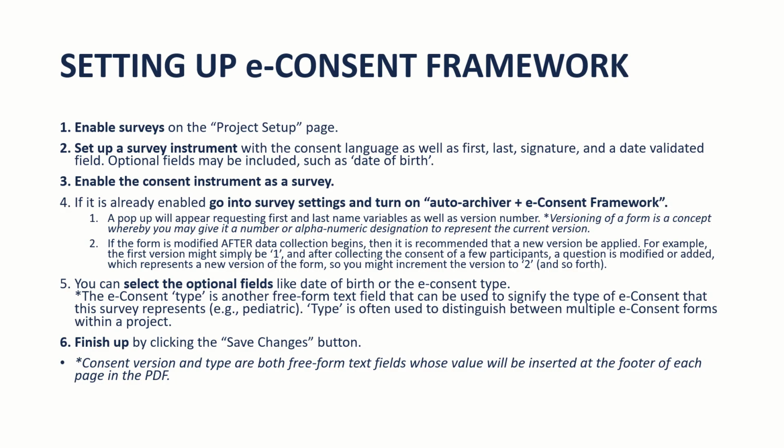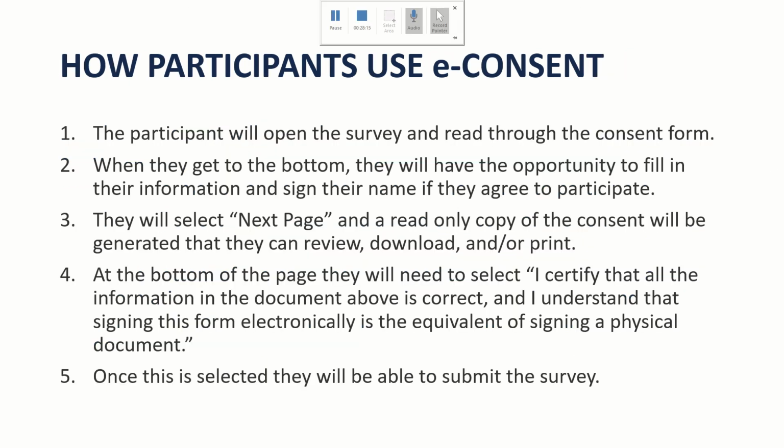Okay. So, how do you set up eConsent framework in your project? Well, first of all, you need to go to your surveys. You have to enable your surveys in the project setup page. Then in your online designer, you would go into the survey settings piece. And towards the bottom of that page, there is a place that says enable auto archive plus e-consent framework. So you would turn that on and you would select whatever optional fields you would want. And then you would save it at the bottom. And really, it truly is that simple.